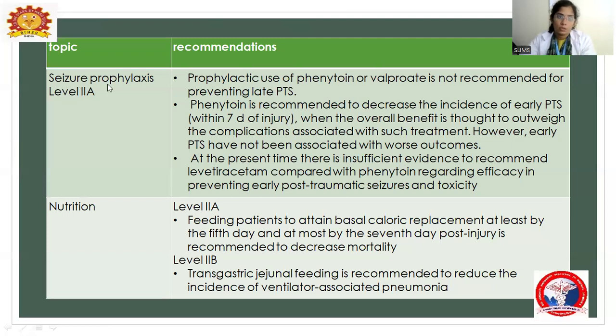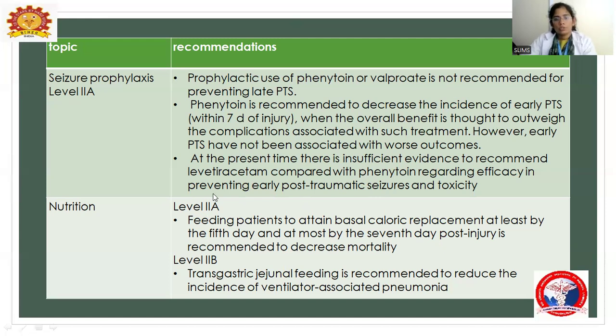So, for seizure prophylaxis, that is level 2A. Prophylactic use of phenytoin or valproate is not recommended for preventing late PTS. Phenytoin is recommended to decrease the incidence of early PTS, that is within 7 days of injury. PTS is nothing but post-traumatic seizures, when the overall benefit is thought to outweigh the complications associated with such treatment. However, early PTS have not been associated with worse outcomes. At the present time, there is insufficient evidence to recommend levetiracetam compared with phenytoin regarding efficacy in preventing early PTS and toxicity. So, what are the drugs we are using? Most commonly used are phenytoin or valproate.